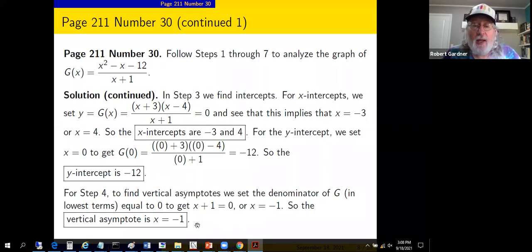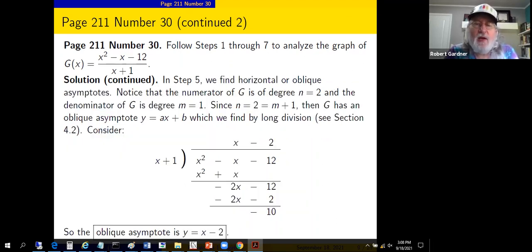Does it go at -1 up on both sides? Does it go down on both sides? Up on one side, down on the other, up on the other, down on the one? We'll figure that out using a sign test. So we're not entirely done with step 4, but we'll take care of it when we do the sign test. Step 5 was horizontal or oblique asymptotes.